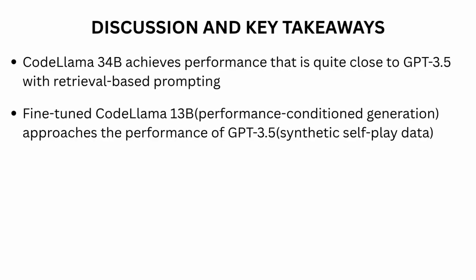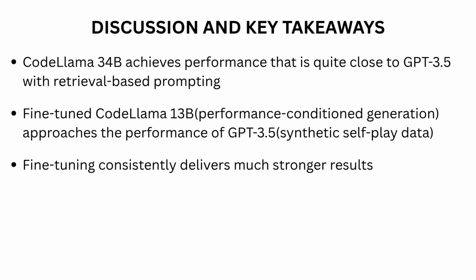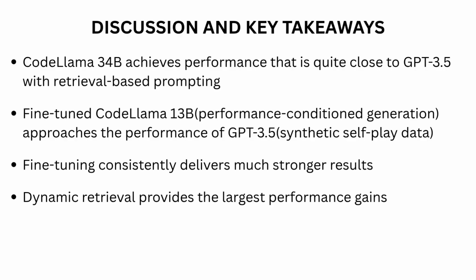The second takeaway is the comparison between prompting and fine-tuning. While prompting can improve optimization performance, especially when combined with retrieval, fine-tuning consistently delivers much stronger results. The third takeaway is the effectiveness of retrieval-based few-shot learning. Among all prompting methods, dynamic retrieval provides the largest performance gains. This shows that providing relevant optimization examples is far more useful than relying on fixed prompts alone.